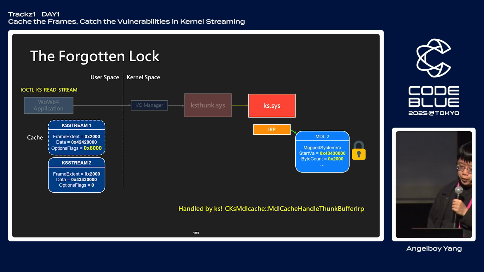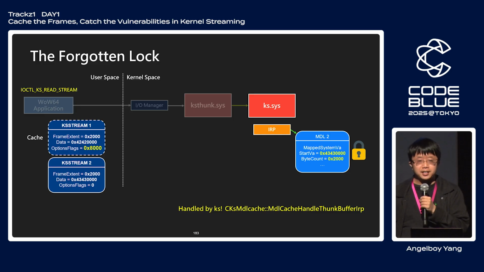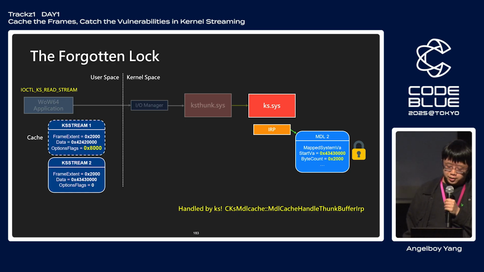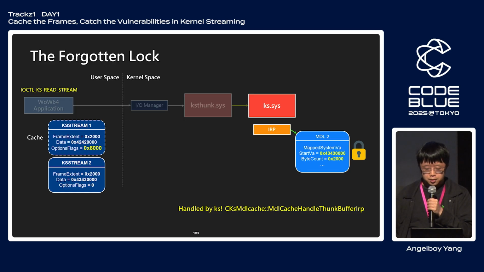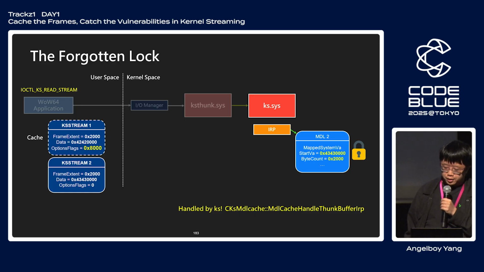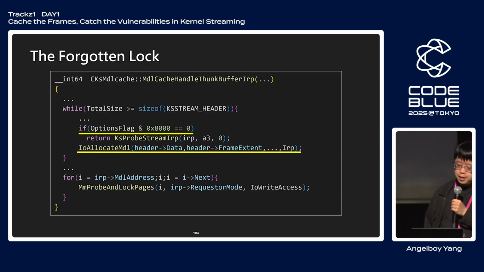We once again create two KSSTREAM_HEADERs. Both frames are of the same size. The first frame has a cache flag, while the second one does not. As mentioned earlier, KsSync will allocate and lock the MDL for a frame that does not have the cache flag. Once that's done, the IRP is passed down to the driver. Now, let's take a closer look at how it handles this frame.